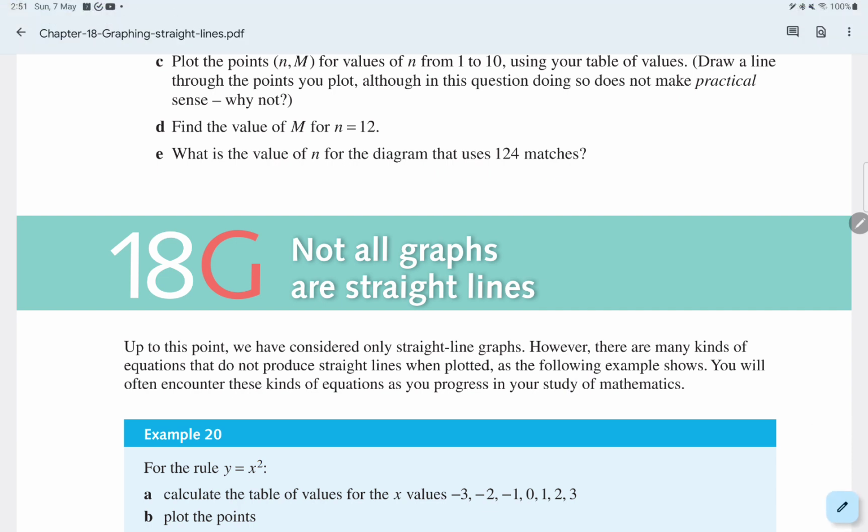Do you know if you were going to learn 18G? Because 18G is about quadratics. No, we skipped it for some reason. We're going to do it last. It's part of 18x though, so 18x is extra, so it's harder. Not all graphs are straight lines. Graphs are non-linear. It's like these quadratic investigations.